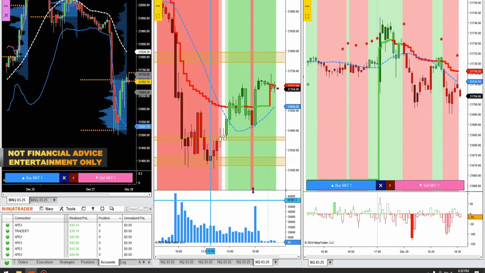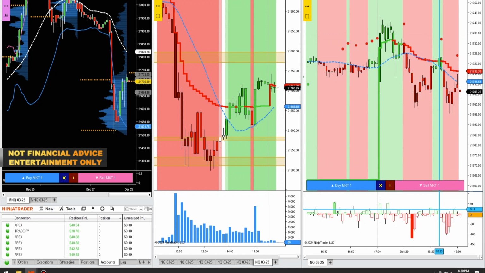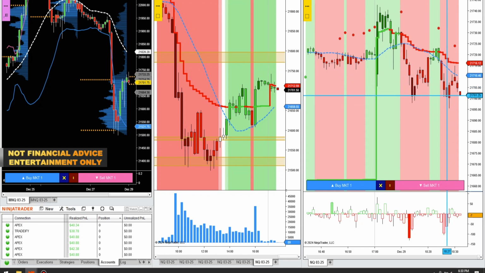Just hopped in another little short, got 4 or 5 points. We had another ADX dot up here, started pushing below the 20. Delta was increasing to the downside, delta wave to the downside. Background ended up turning red, got a nice little push down. I got out before we hit whole number.